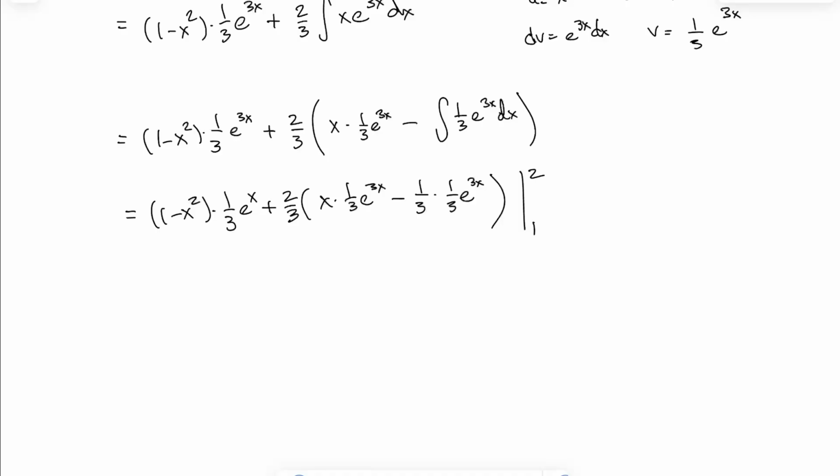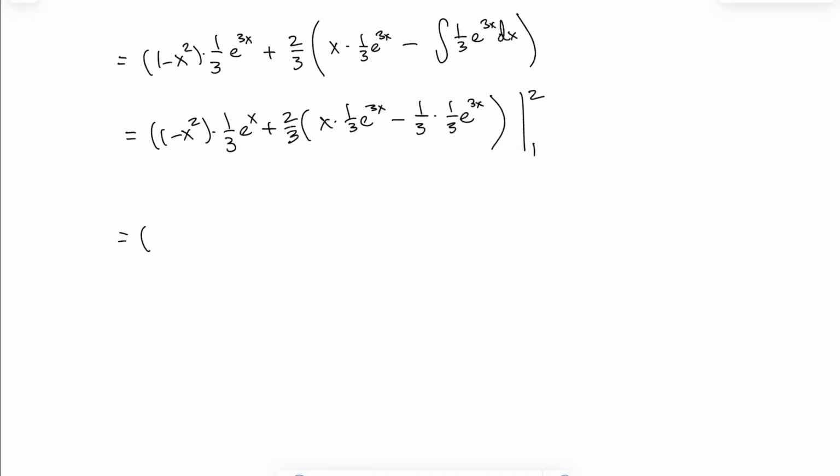And so you cannot leave x's in your answer at the end. You have to plug these in for x's everywhere. So my final answer: 1 minus 2 squared times 1/3 e to the 2 plus 2/3, 2 times 1/3 e to the, sorry, I wrote e to the x. This e to the x right here should be e to the 3x. That was a typo. So it's e to the 3 times 2. Another e to the 3 times 2 minus 1/9 e to the 3 times 2.